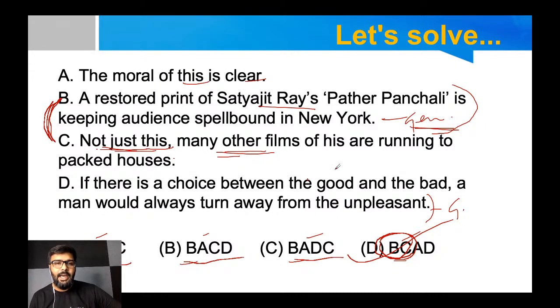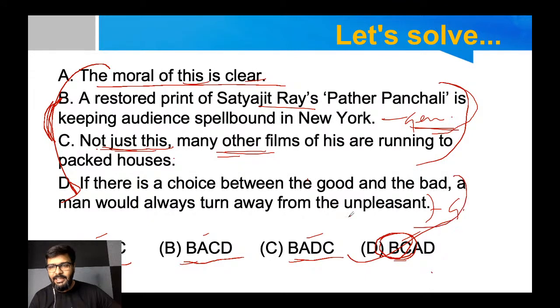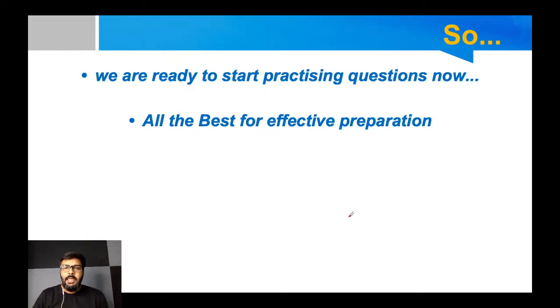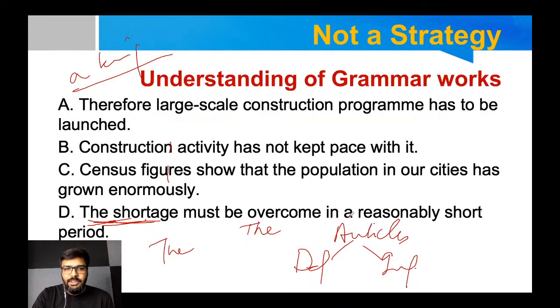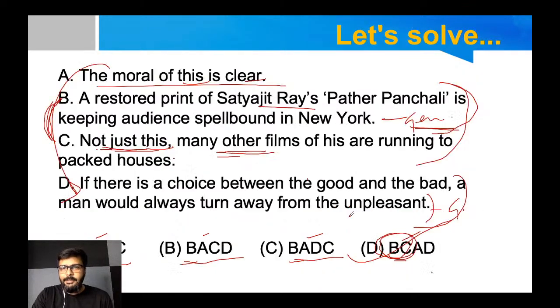Now what I'll do, I'll again recheck it. BC then A. The moral of this is very clear. अभी इससे क्या moral निकला? The moral of this is very clear now. D is that moral. If there's a choice between the good and the bad, a man would always turn away from the unpleasant quickly. So the question is correct. Done. Right?